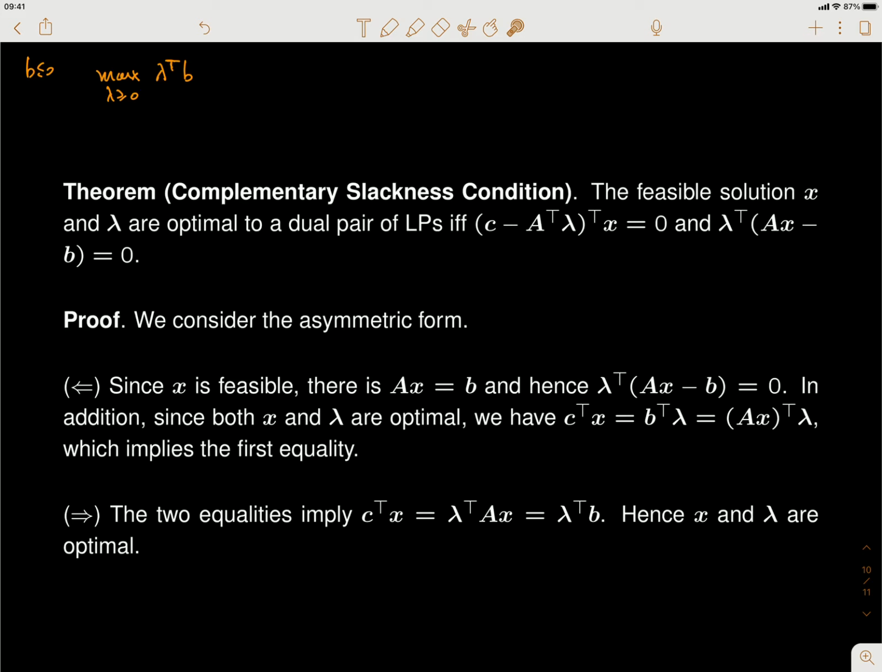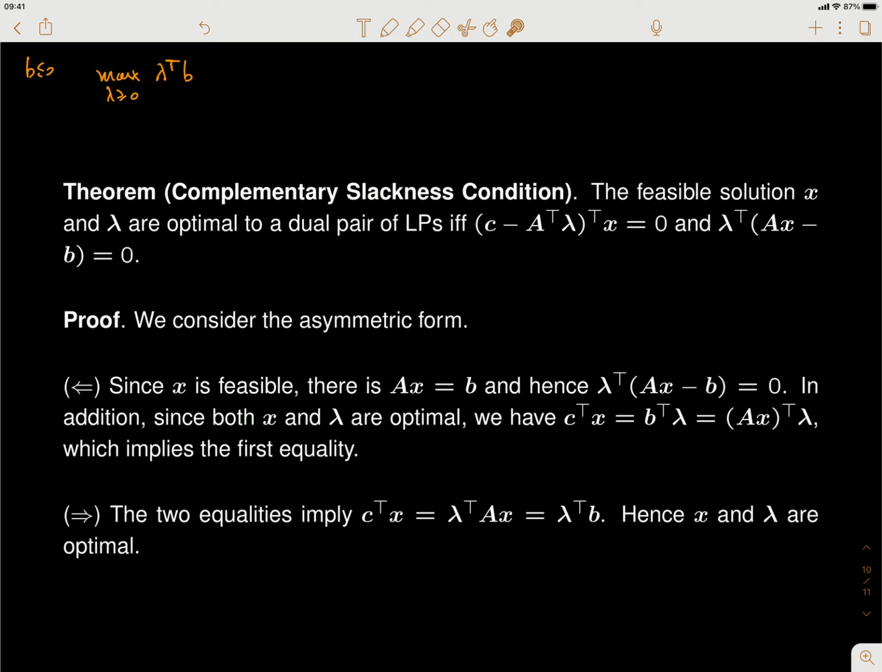So let's prove this. First, we prove this direction, which means that we know these two conditions hold, and let's see if x and lambda are optimal. We are assuming that x and lambda are feasible, so we just need to show that they're optimal as well. Feasible means that AX equals B. So let's consider the asymmetric form, where AX equals B. We move this b to the other side and then multiply by lambda. We show that this is equal to 0. So that's this condition.